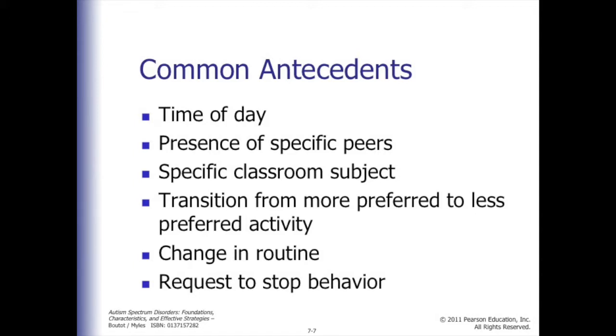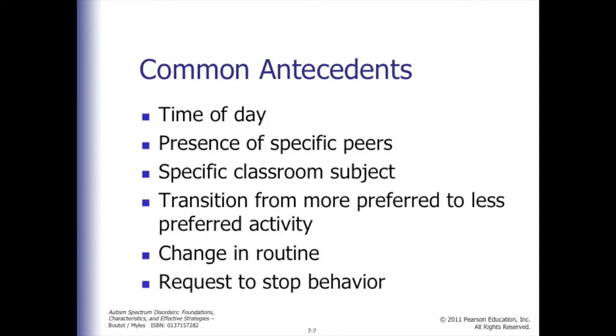The presence of specific peers or adults may be an antecedent for a particular behavior because maybe a certain peer provides more reinforcement, or maybe the student bullies the student, both of which could have different effects on how the student behaves. The specific subject can be an antecedent because, as you know, we all tend to have a preference for certain subjects, and we might automatically dislike certain subjects more than others. So this alone can be an antecedent for different types of behavior.